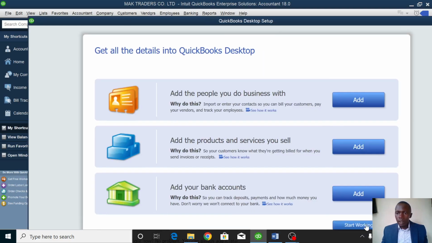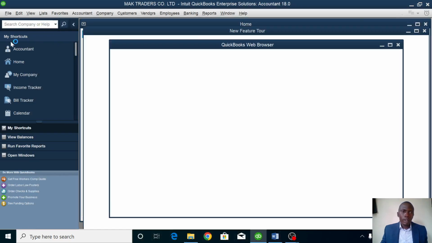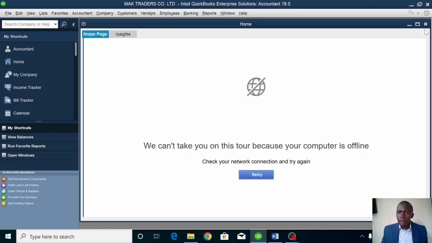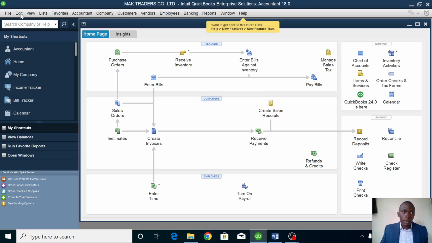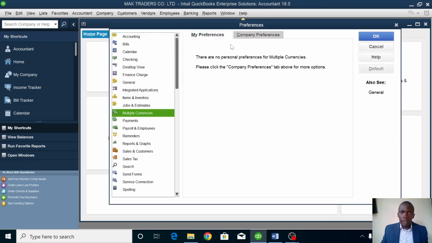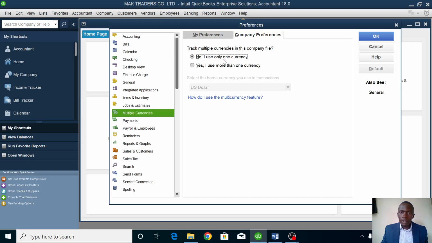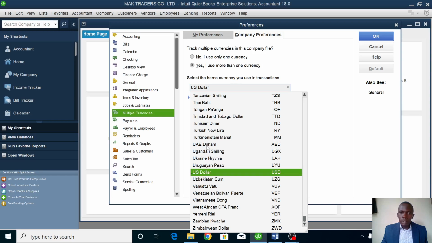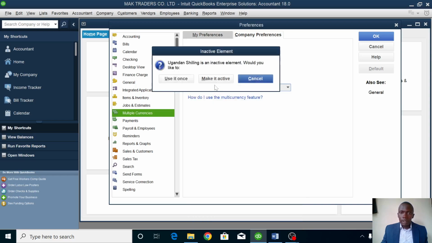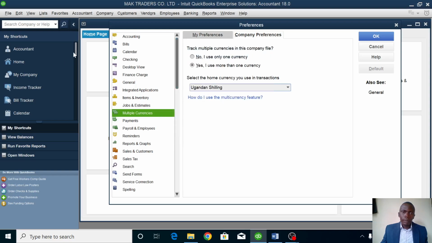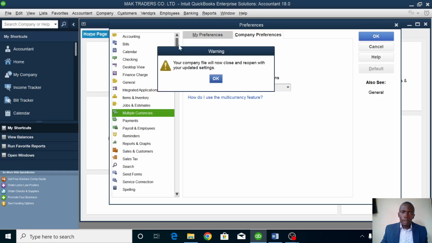So we start working. We shall start by changing our currency into multiple currencies. We're going to edit. We say preferences. We go to multiple currencies. We say company preferences. We say use more than one currency. Say yes. Say go to more currencies. It is Uganda shillings. We make it active. We say yes. Then we say okay.